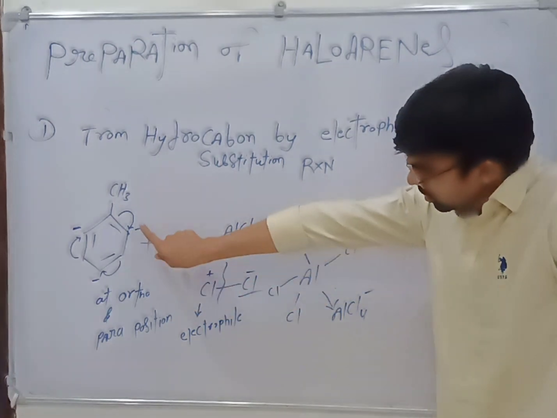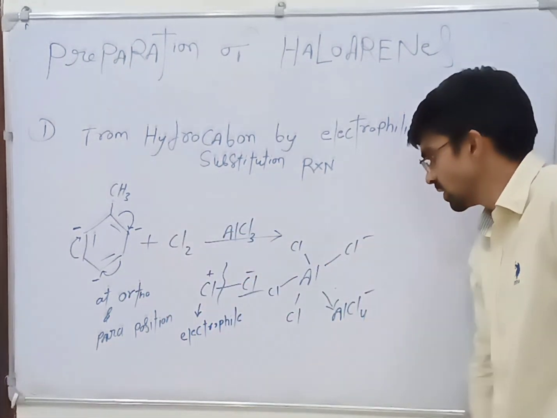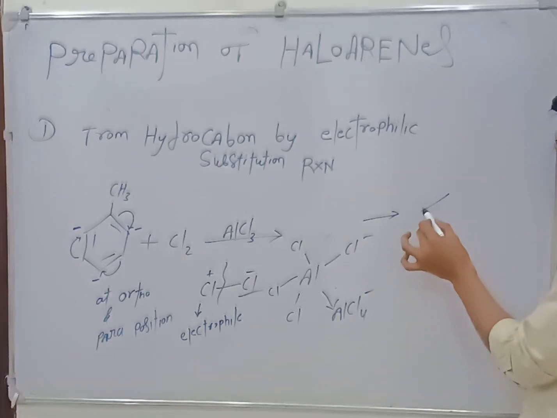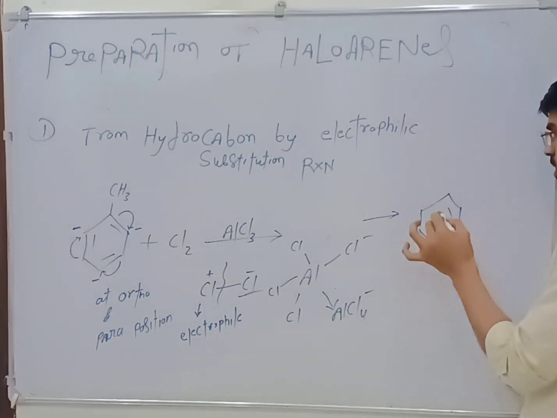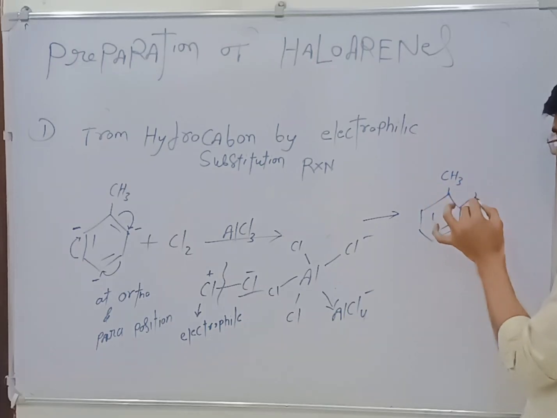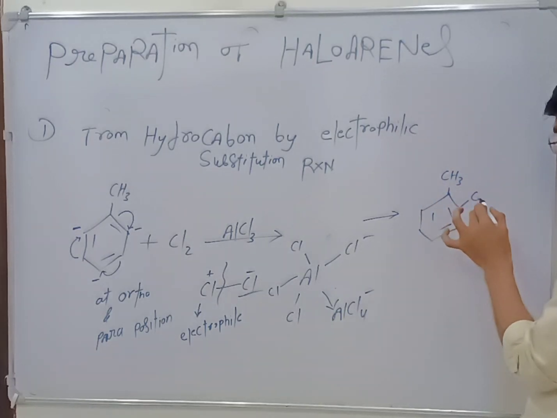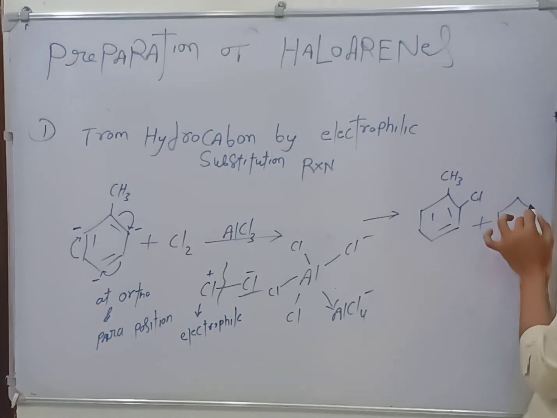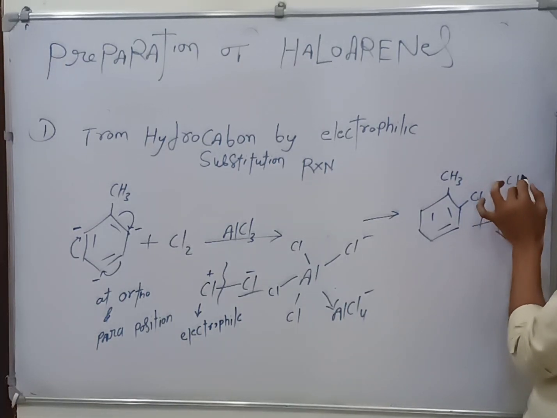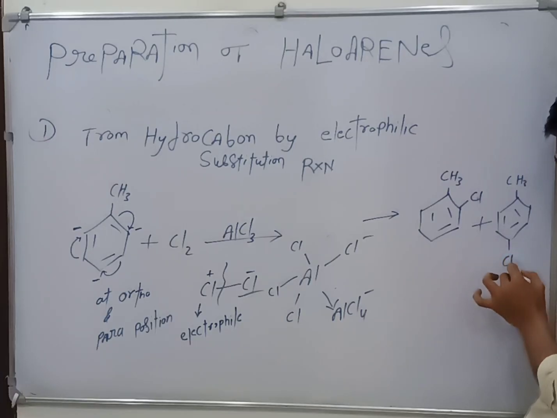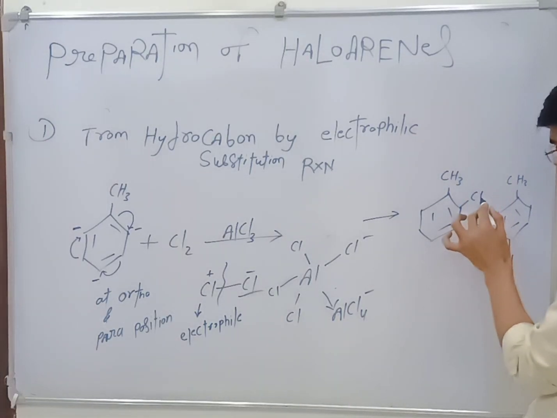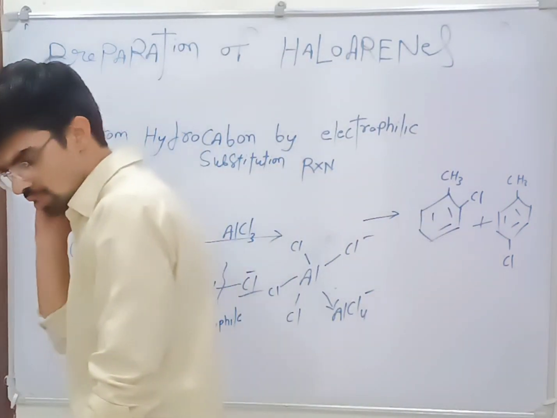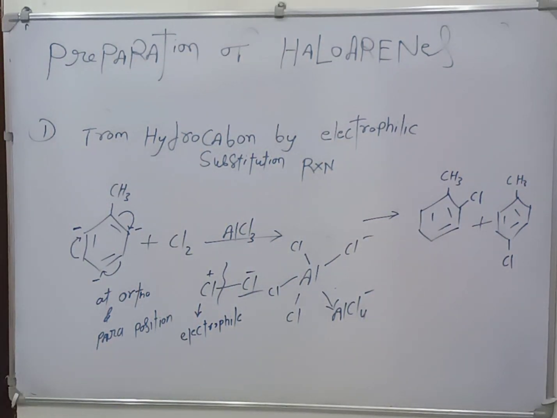So it will attack at the ortho or para position, and it will form a product. When it attaches at the ortho position, it will form an ortho product, Cl, and if it attacks at the para position, it will form a para product. So this is the electrophilic substitution reaction where the electrophile attacks the benzene ring and gets attached at the ortho or para position, and forms two products.